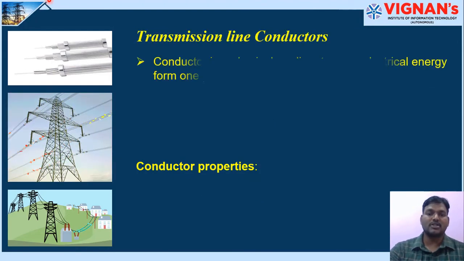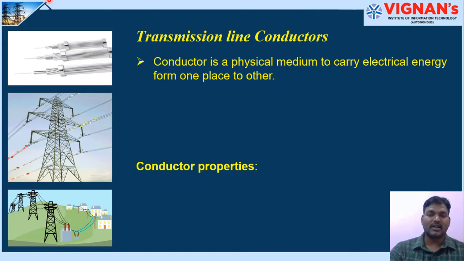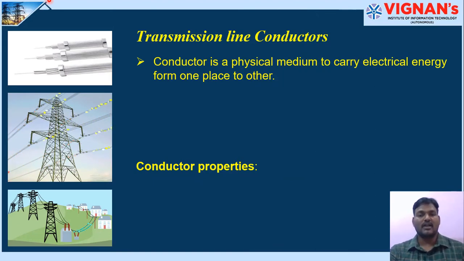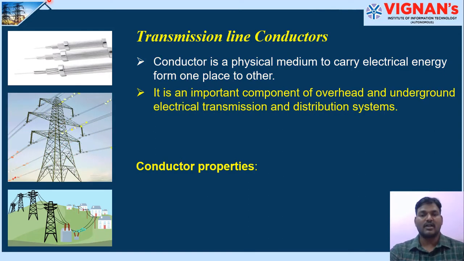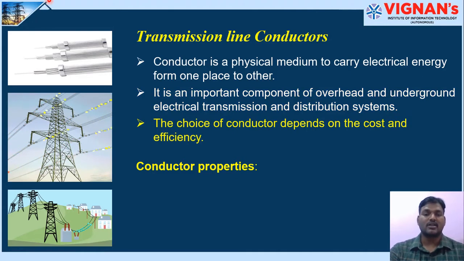Moving on to the transmission line conductors. Basically, a conductor is a medium to carry electrical energy from one place to another. We all know that a conductor is a material that can allow electrons to pass through it freely, or electric current to pass through it. One important component of the overhead transmission line and the electrical distribution system is the conductor. The choice of conductor depends upon the cost and efficiency. This is an important point.